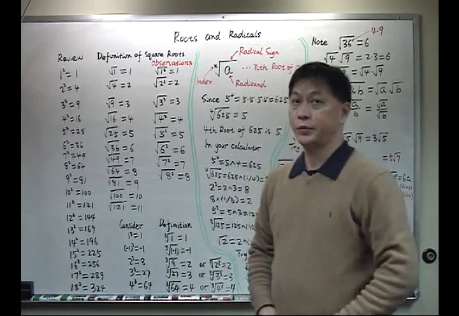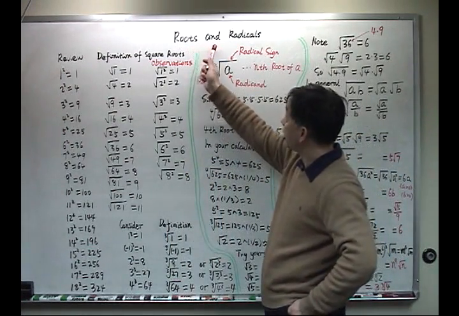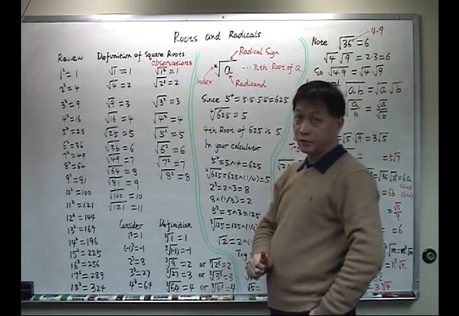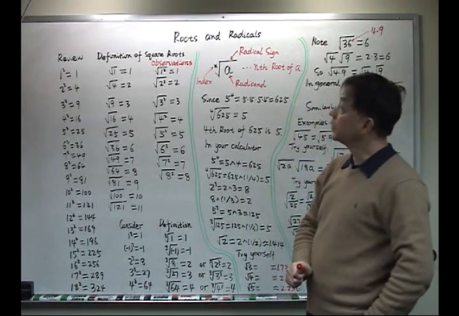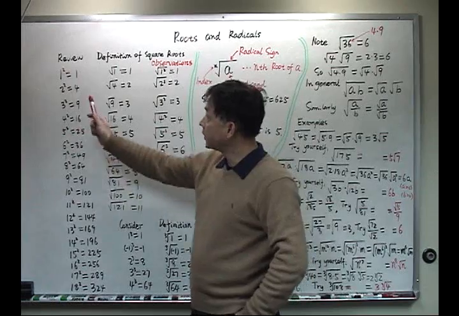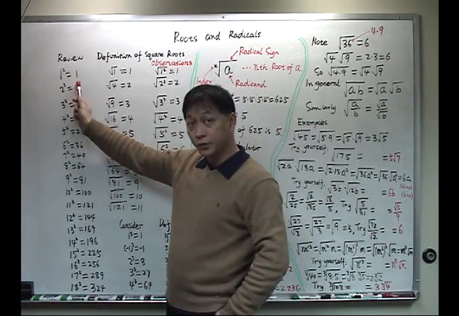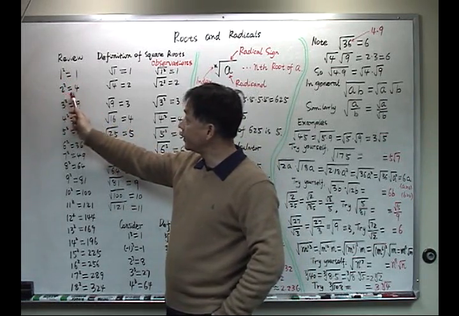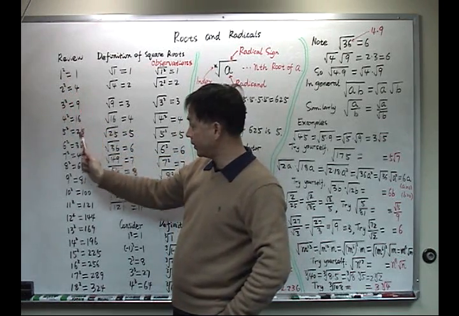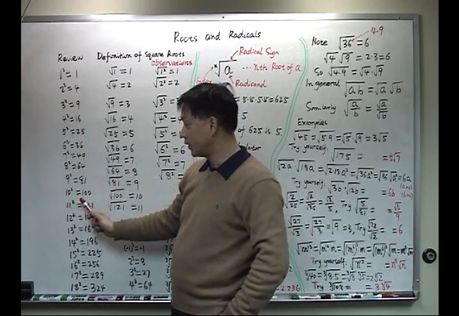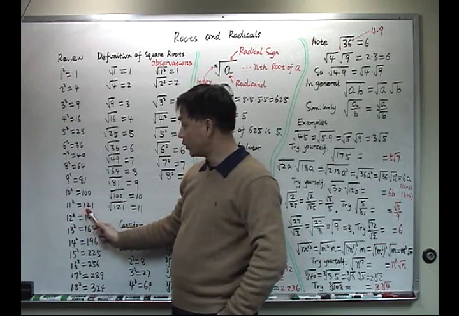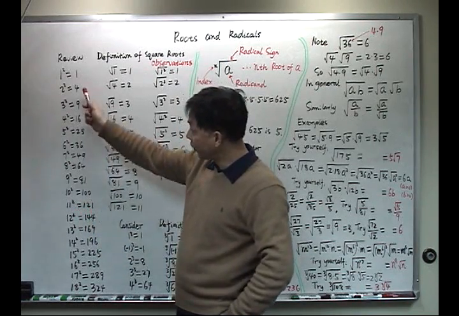In this lecture, we will talk about roots and radicals. Before we do roots and radicals, let's review the things we have learned before. You know, 1 squared is 1, 2 squared is 4, 3 squared is 9, 10 squared is 100, 11 squared is 121 for this column.